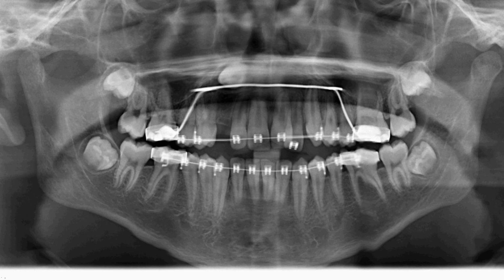Hello everyone. You're looking at a panoramic radiograph of a 16-year-old Hispanic male.